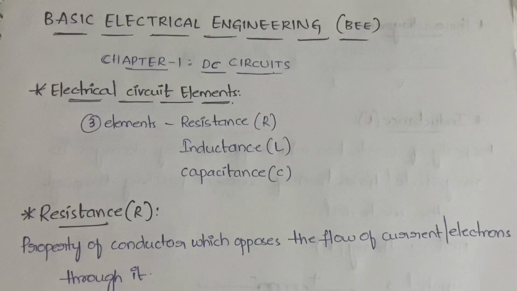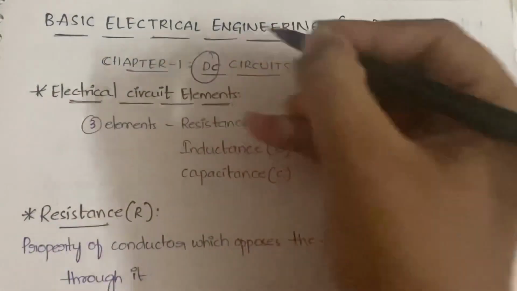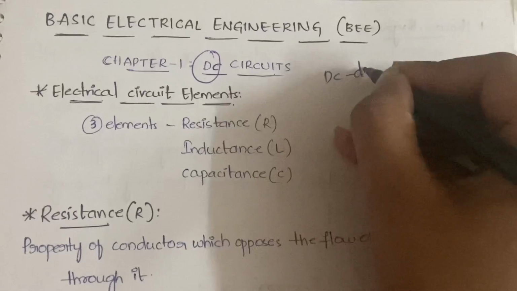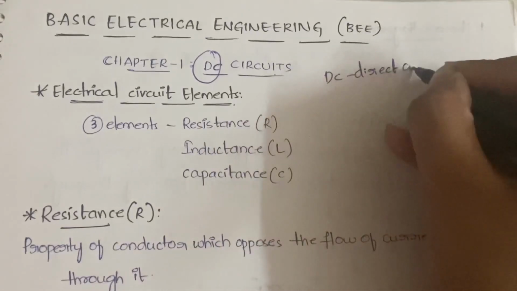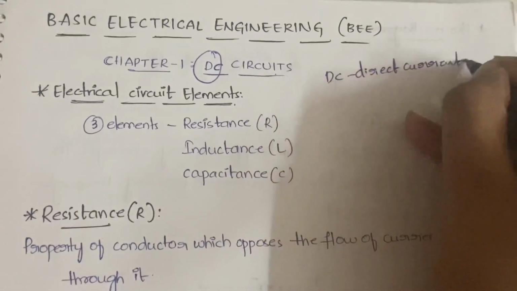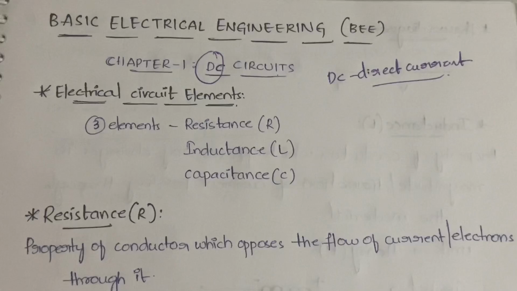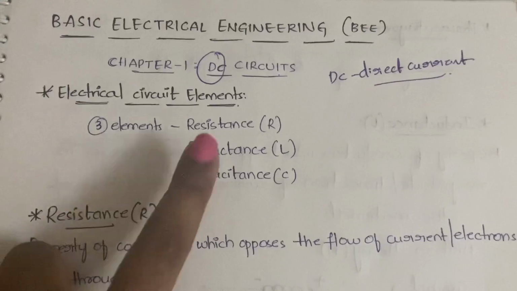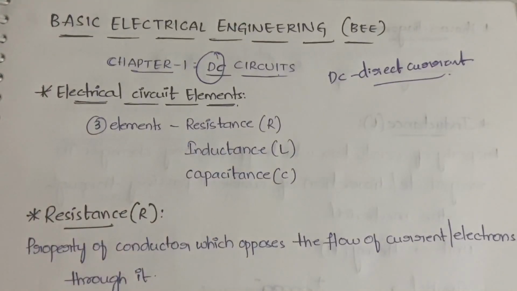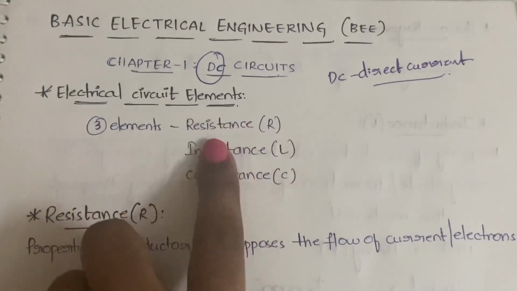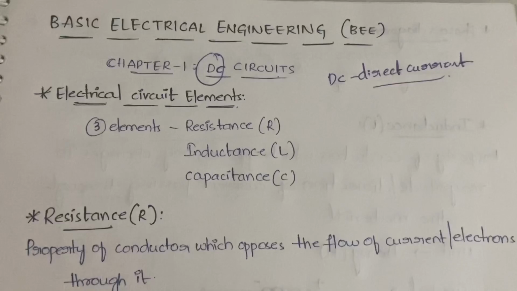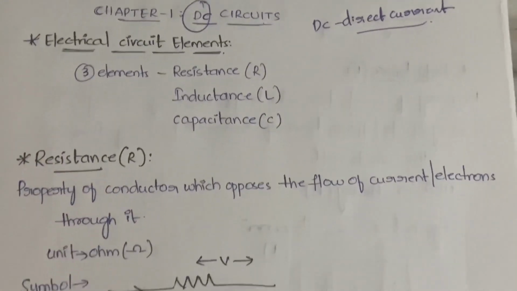First of all, what is DC, right? DC, AC. DC is nothing but direct current. AC means alternating current. In DC circuits we have 3 circuit elements: resistance, inductance, capacitance. Resistance is denoted by R, inductance by L, and capacitance by C. Okay, now let us see about each of them.